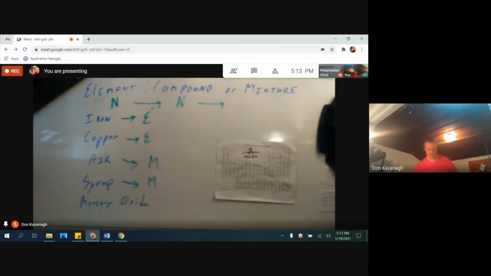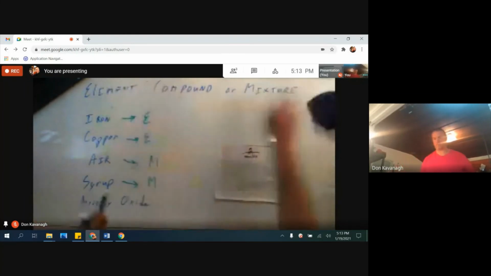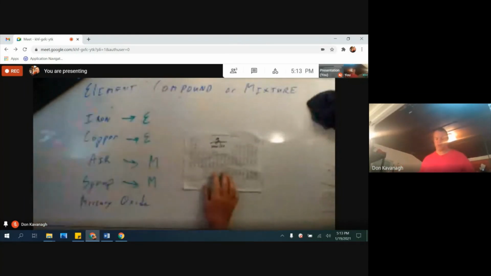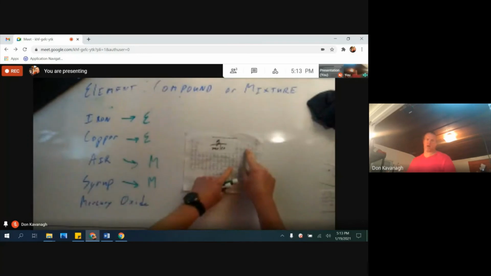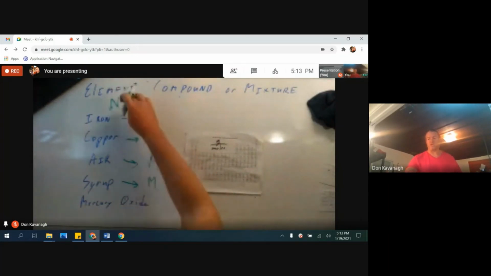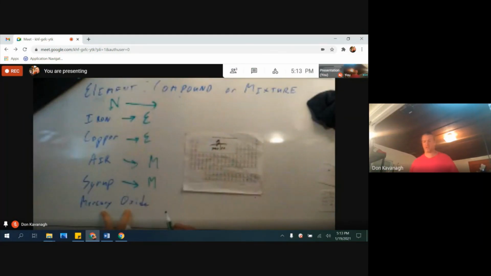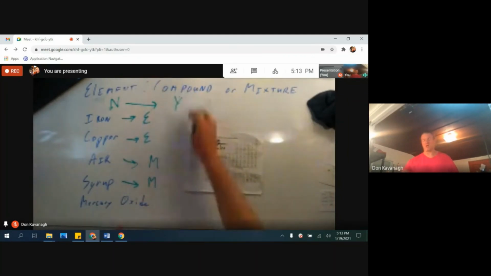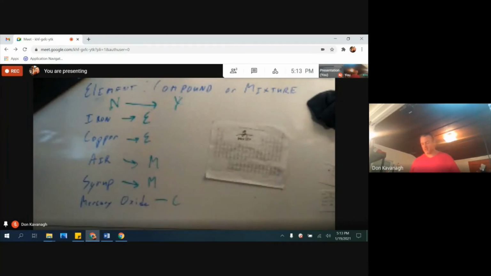Last one, mercury oxide. We always start with our analysis up here. So can I find it on the periodic table? I can find mercury and oxygen on the periodic table right there. It is a combination. Let me back this up. It is not a single thing on the periodic table. It's two things on the periodic table. It is a combination, or a compound, of elements. So mercury oxide, or mercuric oxide, is a compound.